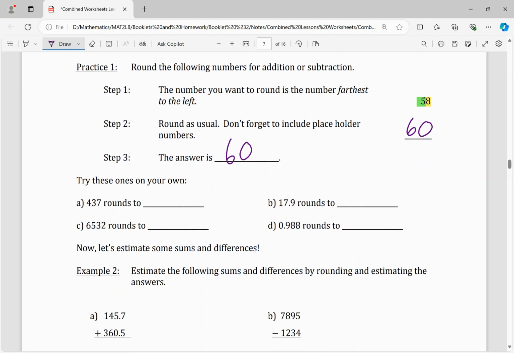We're going to try some more examples. I would take a second now if I were you, pause the video, give these next 4 questions a try, and then make sure that your answers match mine. Remember that for each of these questions, you're rounding to the number that is farthest to the left.